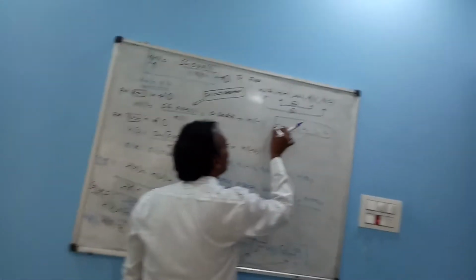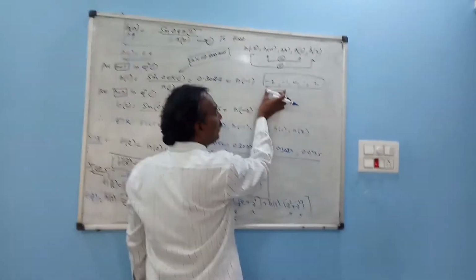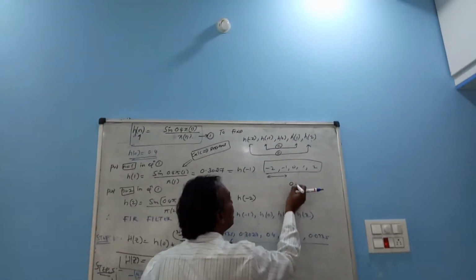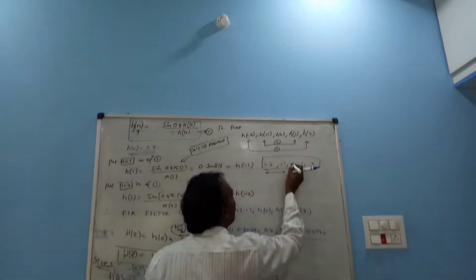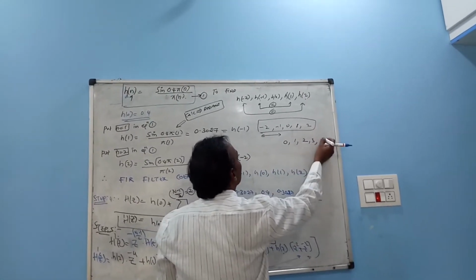To make it causal, I am shifting this right side by 2 units. This negative I want to make 2 units. When I make 2 units, I am adding 2 to each value. When I add 2, it becomes 0. When I add 2, it becomes 1. When I add 2 for 0, it is 2. When I add 2 for 1, it is 3. When I add 2 for 2, it is 4.